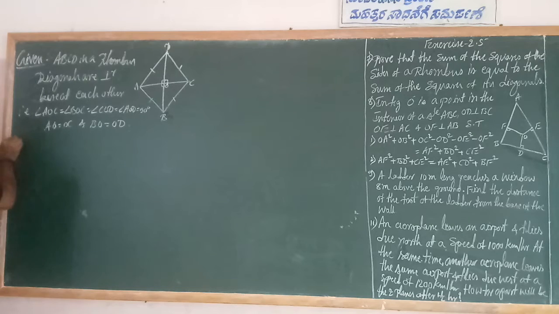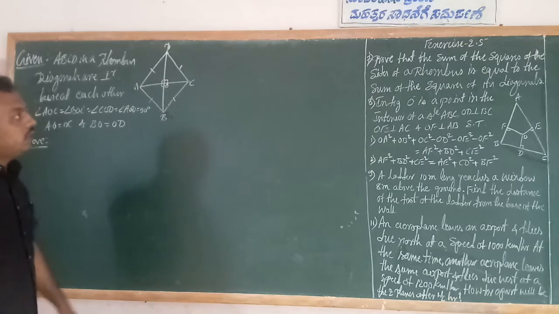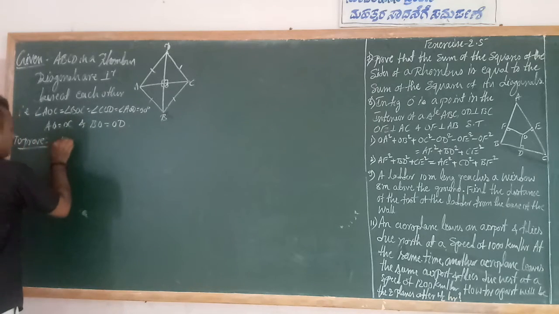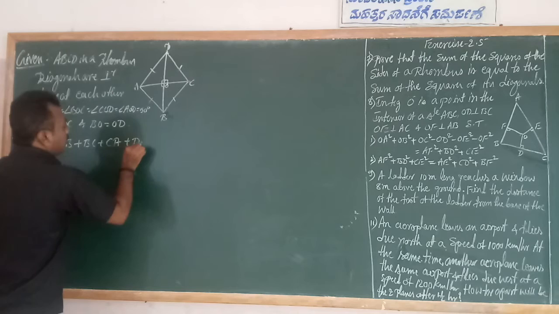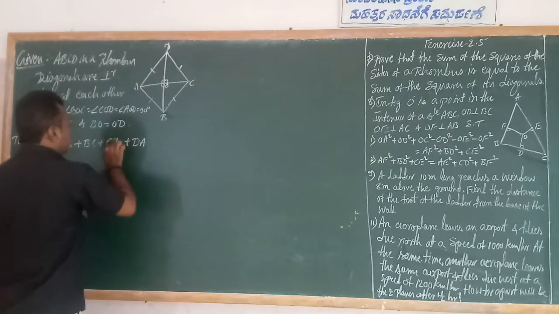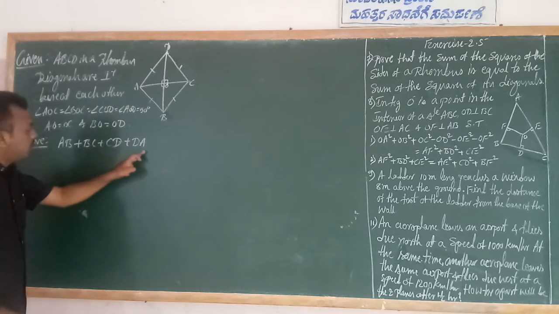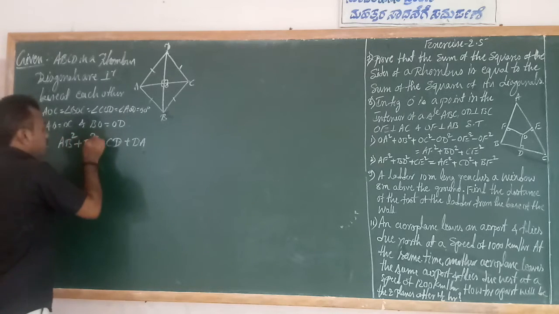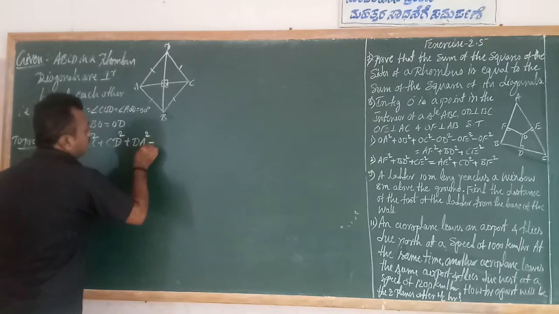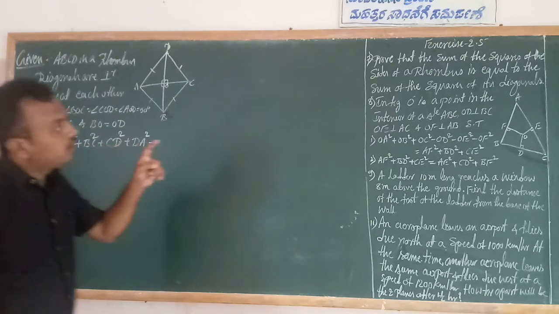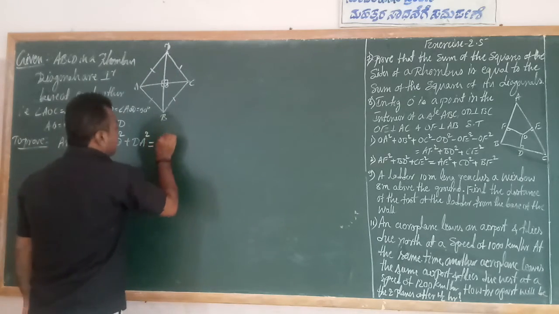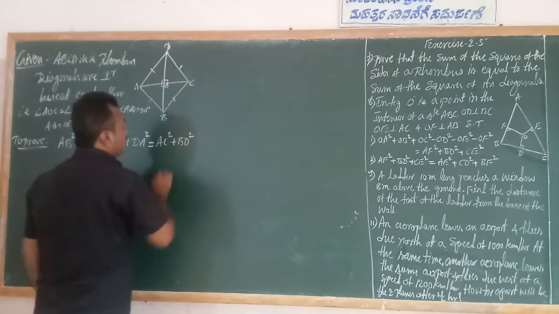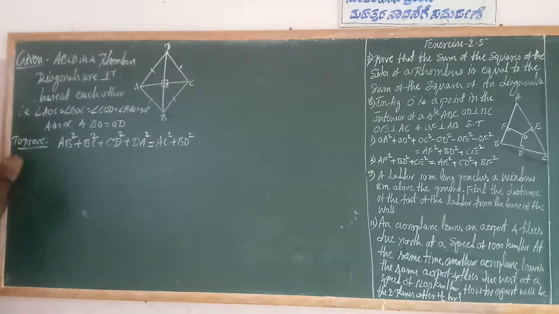Okay, next, what do we have to prove? The sum of the squares of the sides of the rhombus. So AB, BC, CD, DA: AB square plus BC square plus CD square plus DA square is equal to the sum of the squares of its diagonals. What are the diagonals? AC and BD. So AC square plus BD square. That is what we want to prove. So now, the proof.